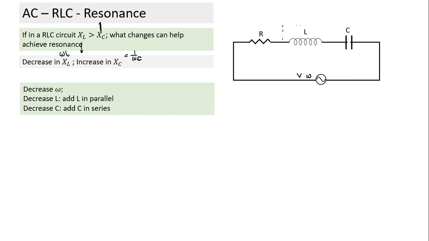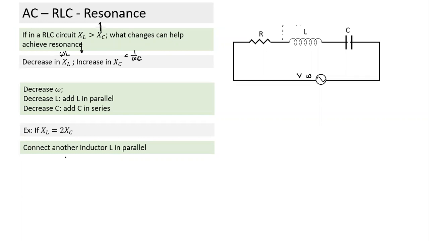Similarly, to decrease C, here also we have to decrease it. By decreasing C also we can achieve resonance. How do we decrease C? By adding a capacitor in series. Understand this part. If we add two capacitors in series, the capacitance decreases. Inductance decreases when we add in parallel. That is the property of parallel and series. So these are the ways we can do it. For example, if XL is equal to 2XC, connect another inductor in parallel. We can connect another inductor in parallel.